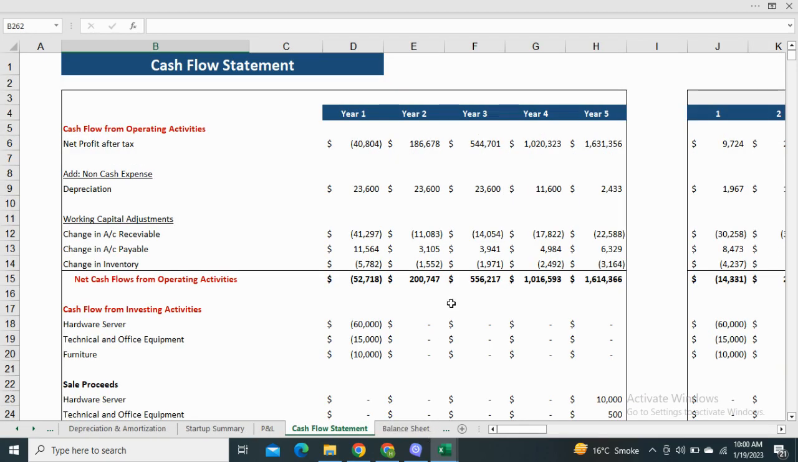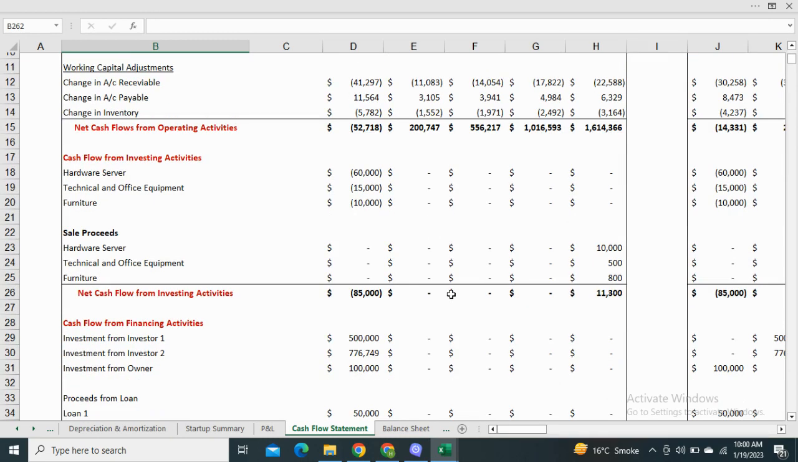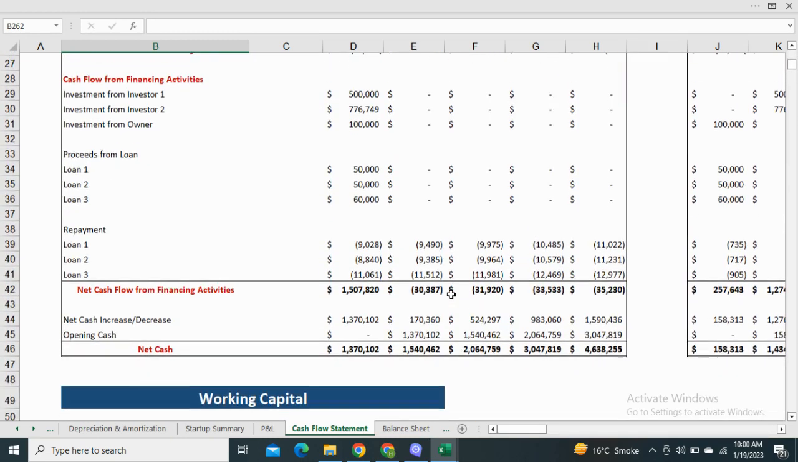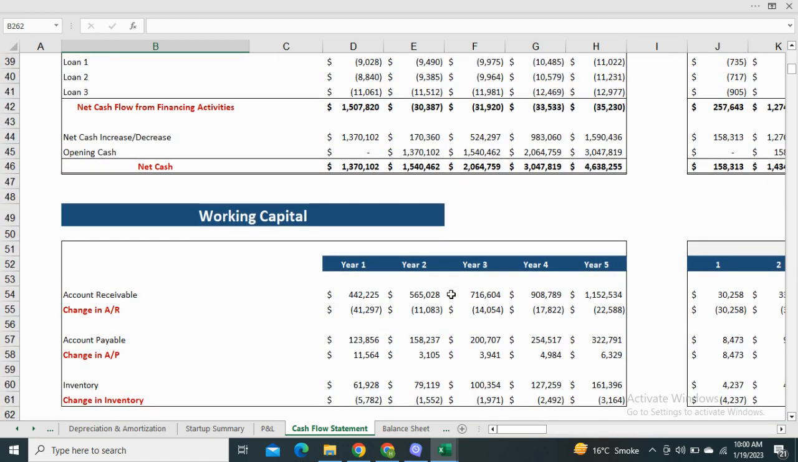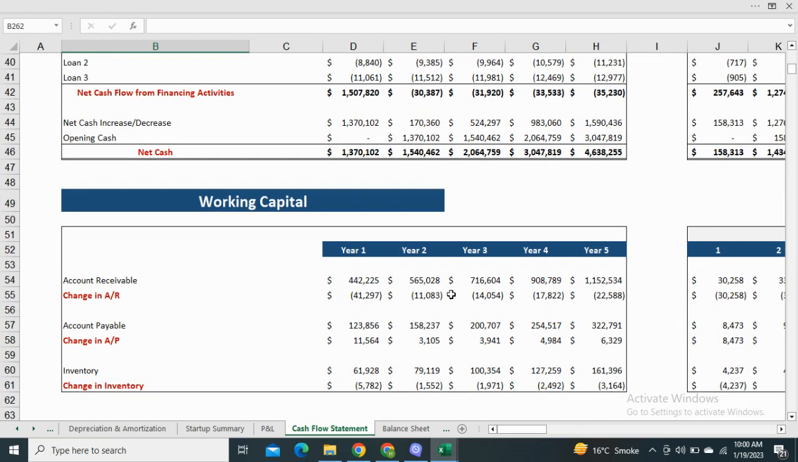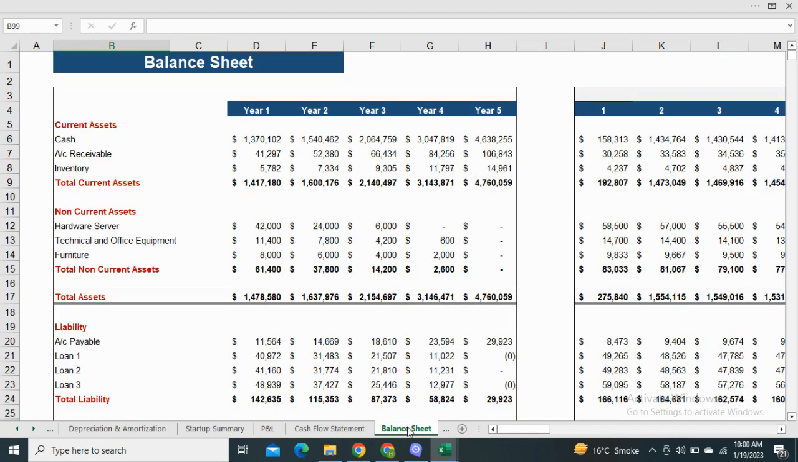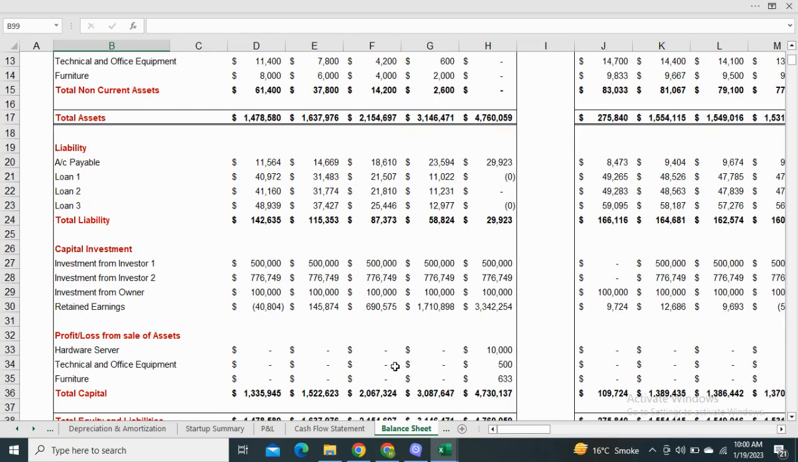Moving on to the cash flow statement, it shows the cash flows from the operating activities, investing activities, and the financing activities. It also includes the working capital sheet, which shows the change in account receivable, payable, and inventory. Moving on to the balance sheet, it shows the total assets, total equity, and liabilities of the company for the year ended.